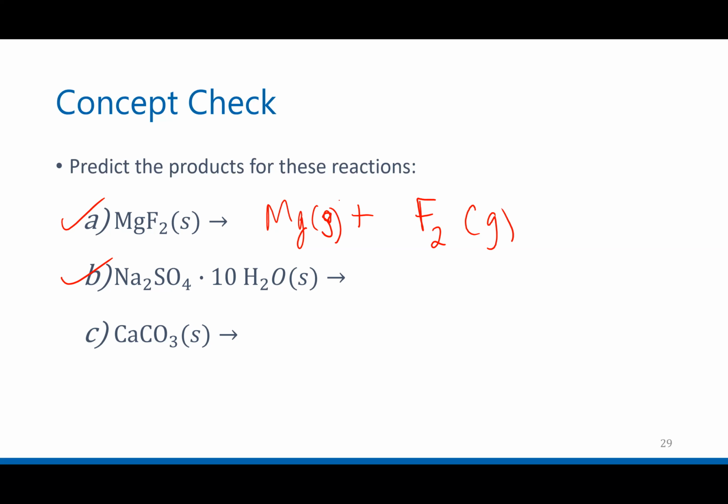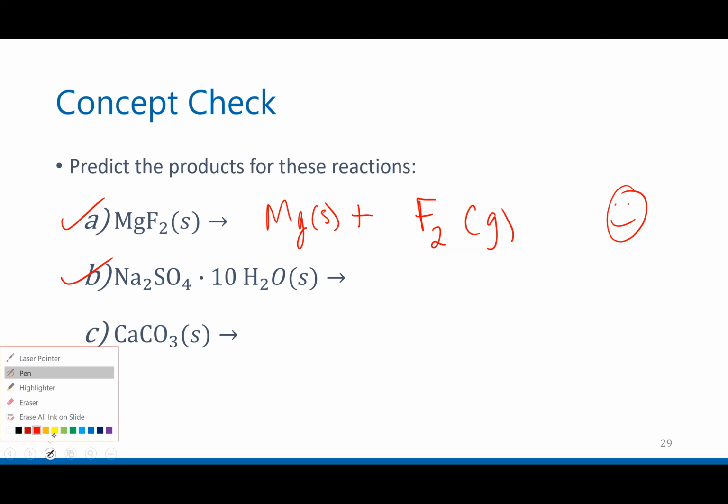Oops, that's a solid. I know that the magnesium is a solid, and I know that the fluorine is a gas because they're on the periodic table. Magnesium is white on the periodic table, and fluorine is in that pink square. So I know the phases of elements using my periodic table. You'll notice that this is actually already balanced, so I don't even need to balance this equation. So this is a pretty good and easy decomposition.